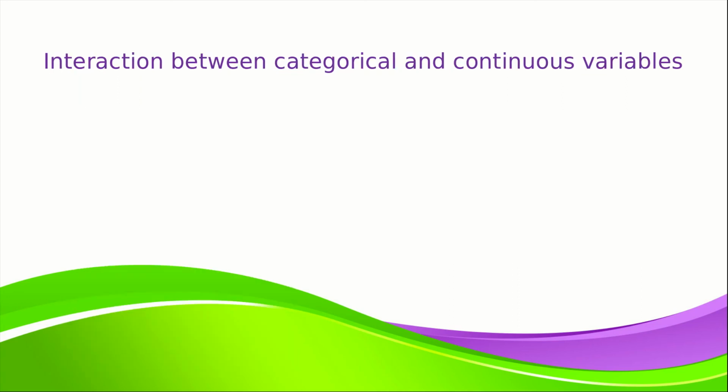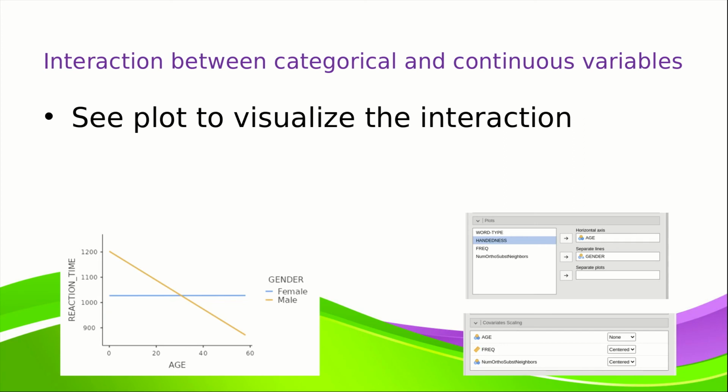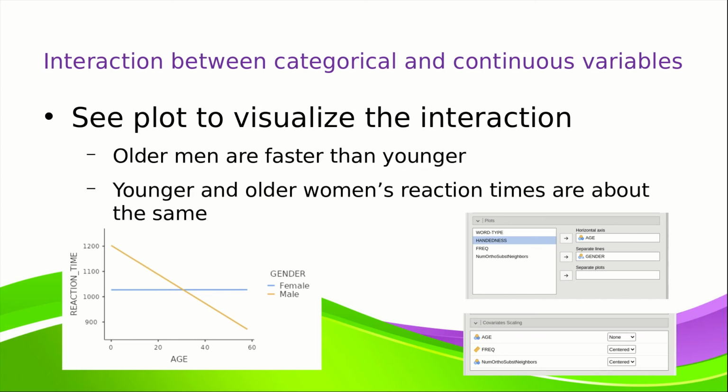How about an interaction between a categorical and a continuous variable? Well, we've got one here. It's gender by age. And one of the best ways to do it is to visualize the interaction. What we see is that older men are faster than younger men, but younger and older women's reaction times are about the same.